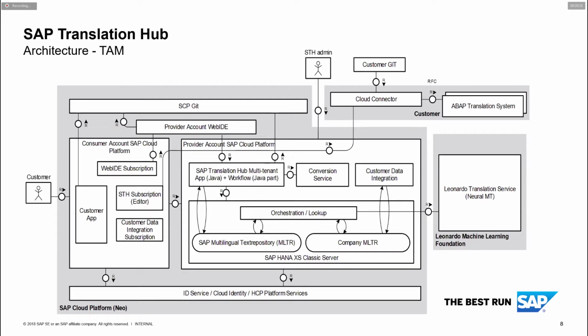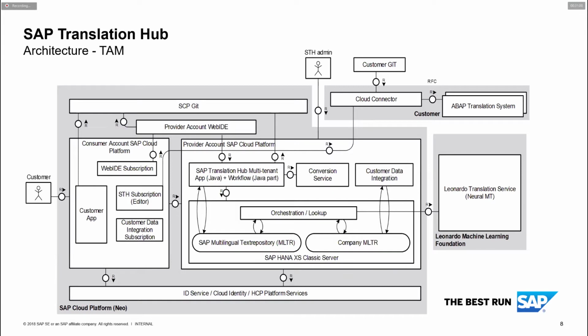As you can see, it integrates with the services provided by SAP Cloud Platform, such as the SAP ID service, and communicates with the SAP Cloud Platform Git repository. There is a multi-tenant app. It contains the translation workflow Java part and the orchestration part of the different text providers like the multilingual text repository and the machine translation. All other services are called from here and consumed.